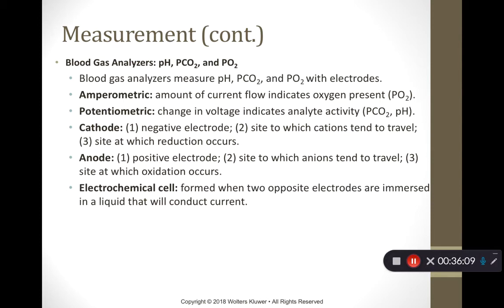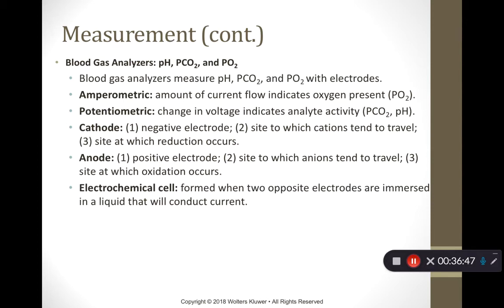So the measurement of blood gas analysis, pH, PCO2, and partial pressure of oxygen, can be done in these blood gas analyzers with pH, PCO2, and PO2 electrodes. There can be amperometric or potentiometric measurements. Amperometric measures the current flow that indicates oxygen present in the blood. And the potentiometric measures a change in voltage, which indicates the analyte activity. So it measures CO2 and pH.